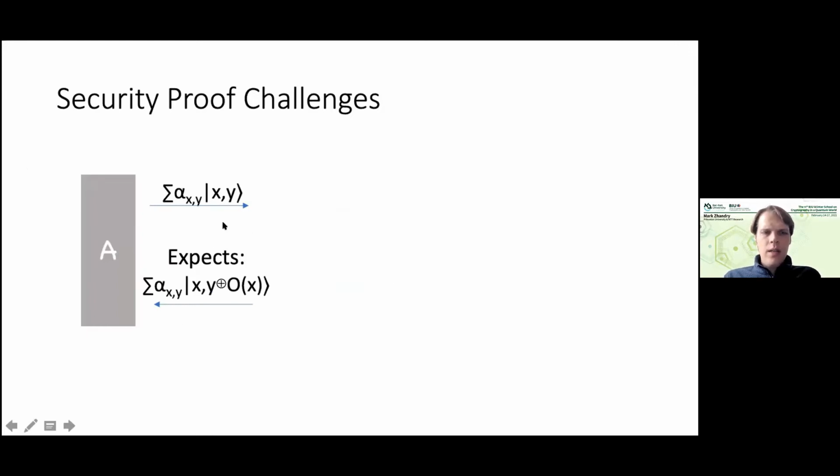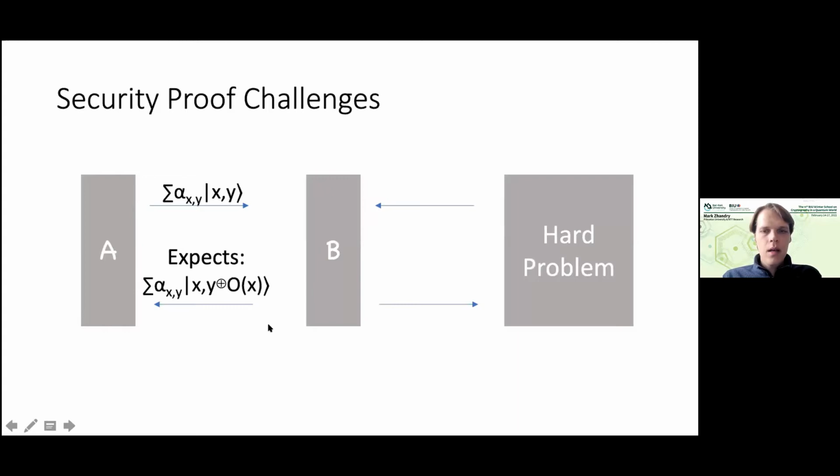So for now, I'm just going to talk really abstractly about why proving security in these quantum superposition attack models can be a challenge. We have an adversary, think of the PRF as an example, but we can really think of any setting. They submit a superposition query, and they expect a particular response from the oracle. So they submit a superposition of x,y pairs, and they expect to get back x, y XOR O(x), where O is some oracle, say a MAC algorithm or something like that.